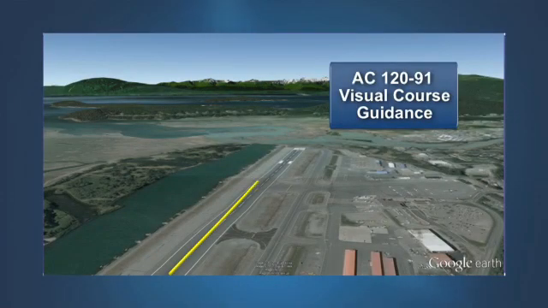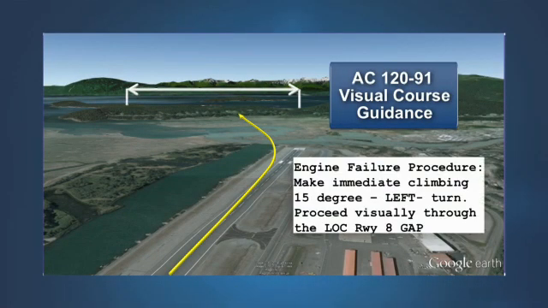Another option provided in the AC uses visual guidance to avoid obstacles. While this may sound simple, the AC requires that specific procedures be provided to the flight crew along with any weather or lighting requirement necessary to maintain reference with the desired ground track.